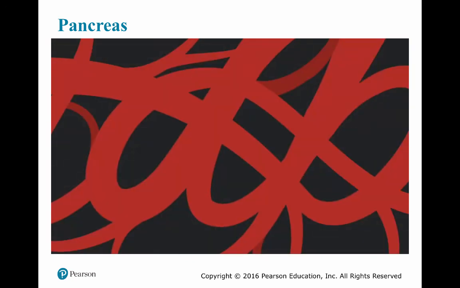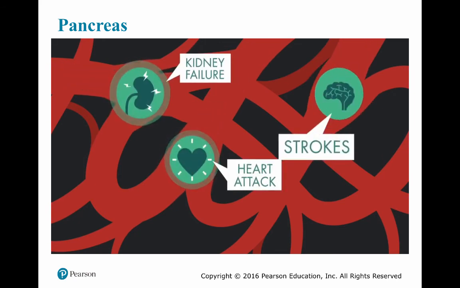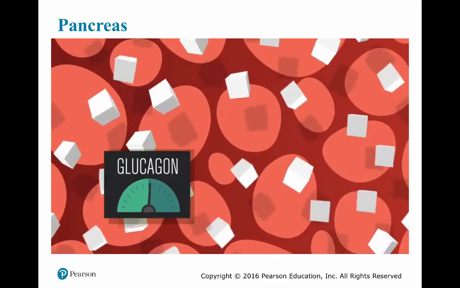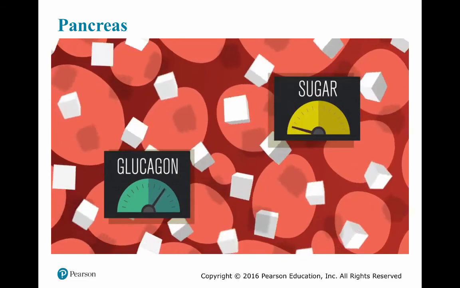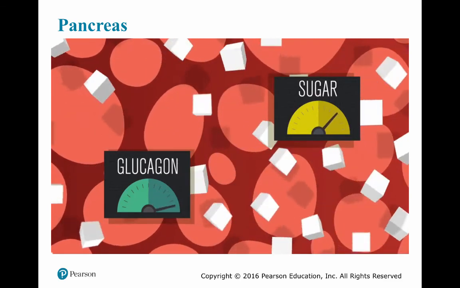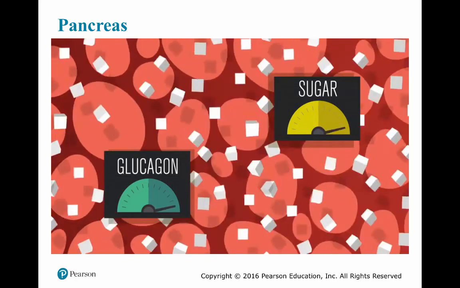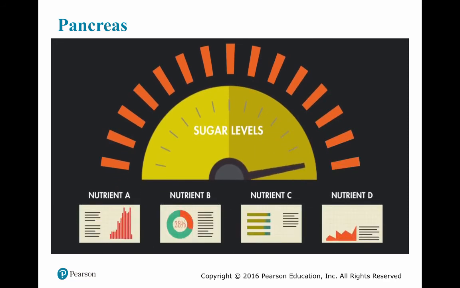Without regular insulin release, sugar steadily builds up in the blood, eventually hardening the blood vessels and causing heart attacks, kidney failure, and strokes. The same lack of insulin deprives cells of the energy-rich sugar they need to grow and function. People with diabetes also tend to have higher levels of glucagon, which makes even more sugar circulate. Without this internal health coach, our sugar levels would go haywire, and we wouldn't be able to digest important nutrients.